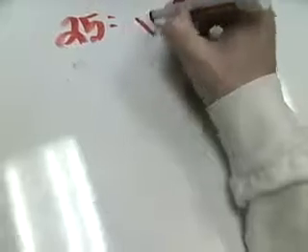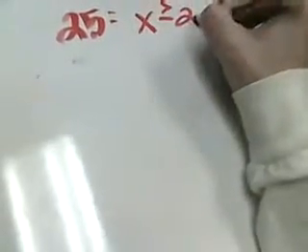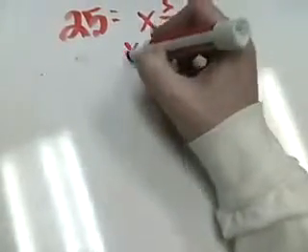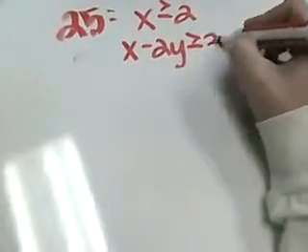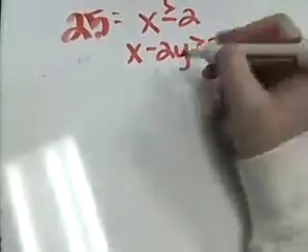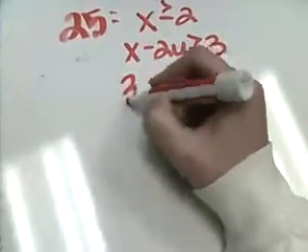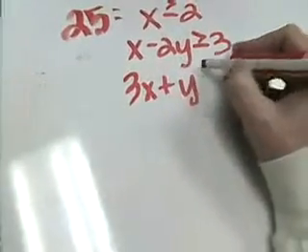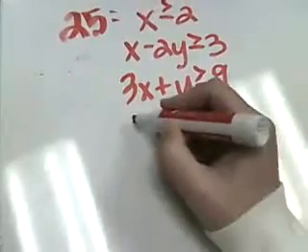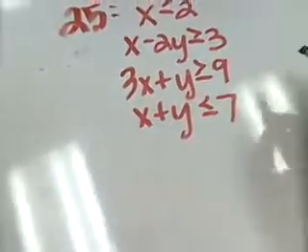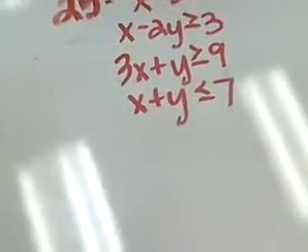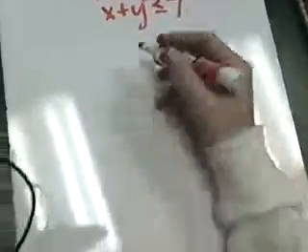So on 25, we've got 4 inequalities again. We've got x is greater than or equal to 2. We have x minus 2y is greater than or equal to 3. We have 3x plus y is greater than or equal to 9, and then x plus y is less than or equal to 7. Okay, so 4 inequalities here.